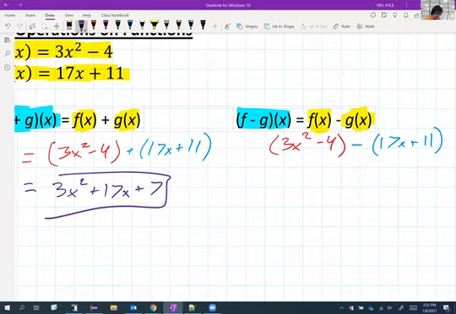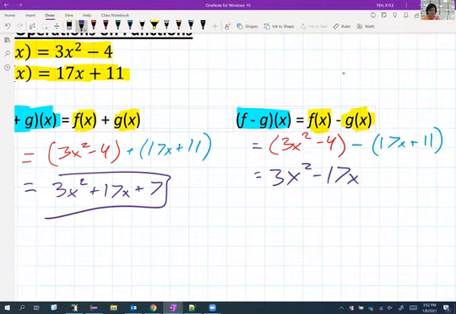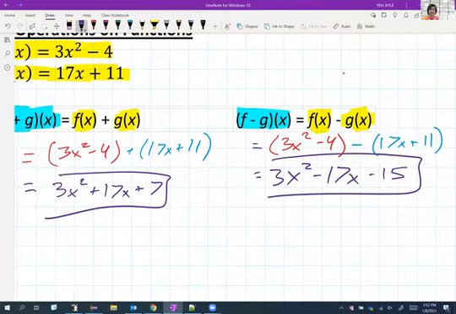Same thing, take your individual functions, let's combine those like terms. Be careful with that minus to distribute that minus. We have 3x squareds minus 17x's. And then for the constant, we had -4 minus 11, which comes out to -15. 3x squared minus 17x minus 15. So we've done adding and subtracting with expressions, it's not the end of the world. Adding and subtracting functions from one another, not too bad.